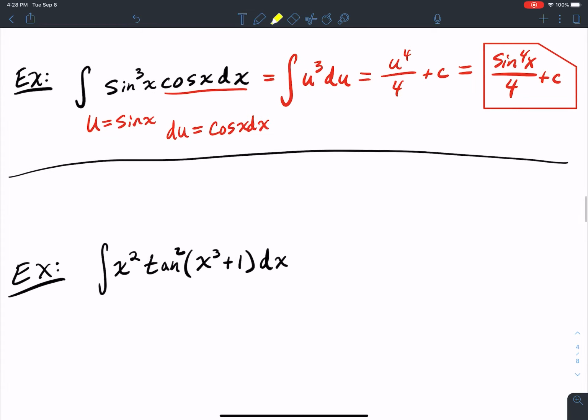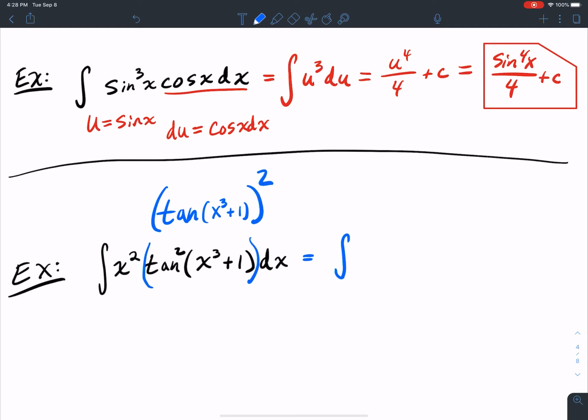All right, the next one here, a little bit more involved, but it's still a u substitution. I want to find the definite or indefinite integral, the antiderivative of x squared times the tangent of x cubed plus 1 all squared for the tangent. I know this is kind of weird, but it's tangent of x cubed plus 1 all squared. That's the same thing, that's what's written right there. Just a different way to write it.